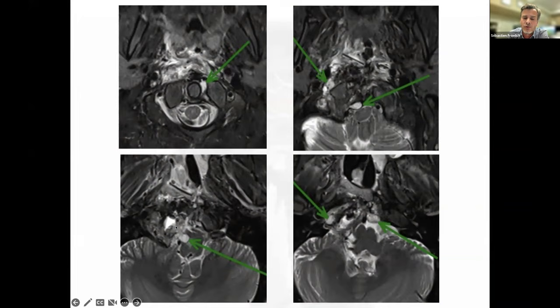It was not the goal to resect everything. There is tumor here behind the lateral mass of C1, a long odontoid process, a piece of tumor in the brainstem here, and some tumor in the petrous apex.